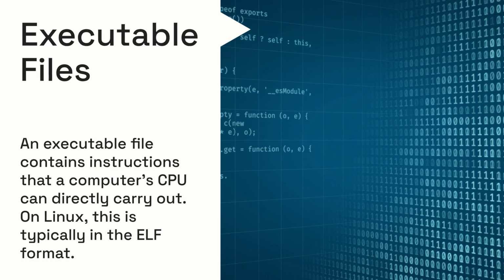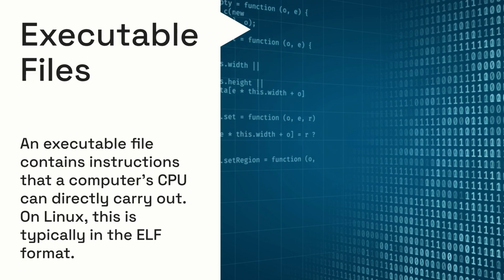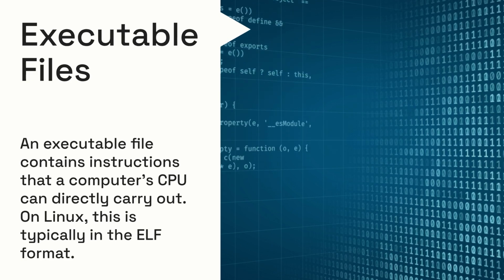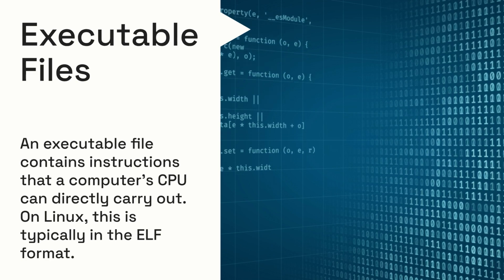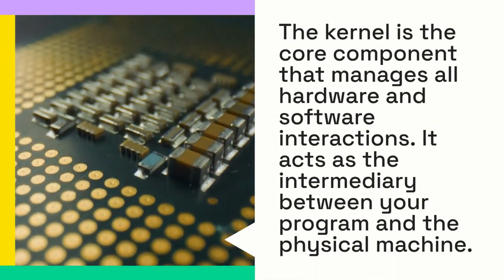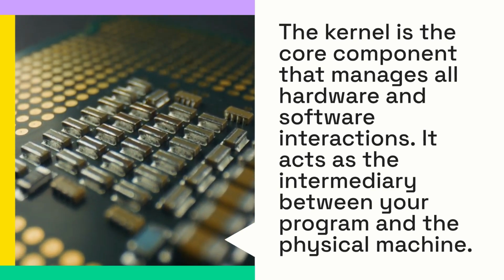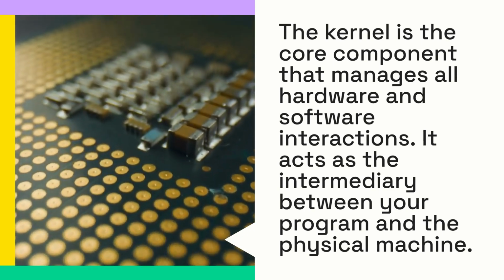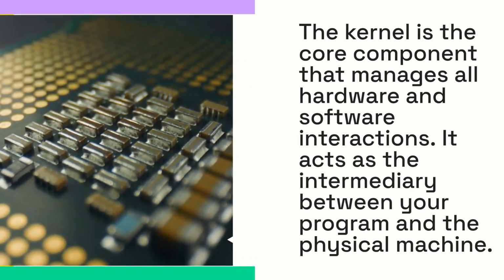Simply put, an executable file is a set of instructions ready for the CPU. On Linux, the standard format is known as ELF, or Executable and Linkable Format. The Linux kernel is the central nervous system. It's responsible for managing resources and ensuring that when you launch an application, it runs efficiently and securely.